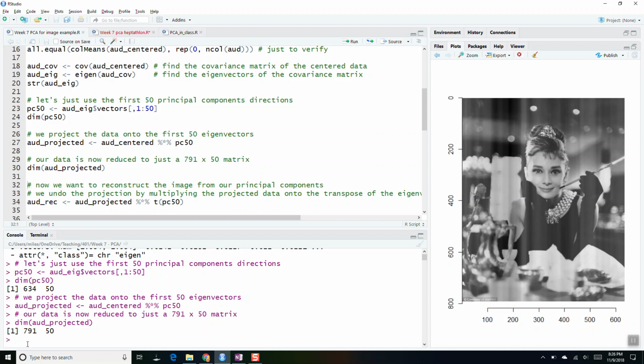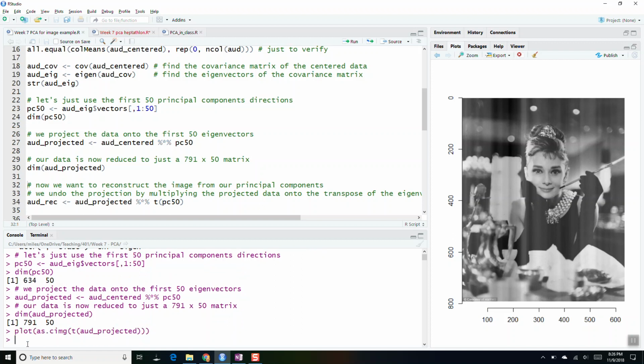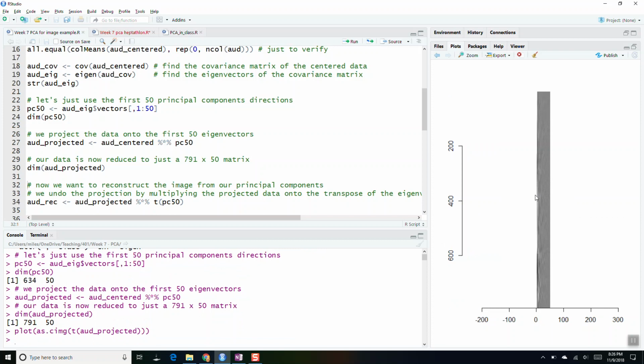It does not make sense if I try to plot my projected data, okay? This doesn't look like anything, because what we've done is we've projected our original data down to just 50 columns, okay? And the principal components themselves, while they're supposed to capture a lot of the variation that appears in the original data, we can't make sense of this.